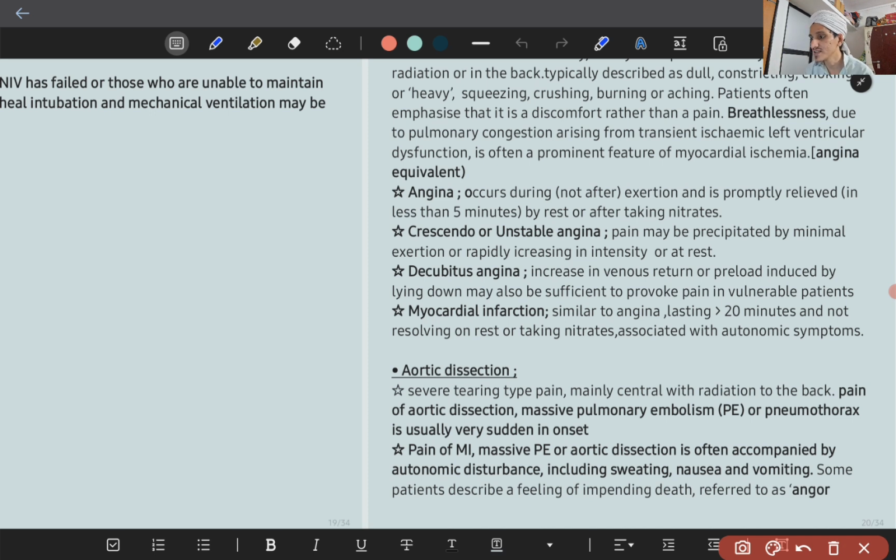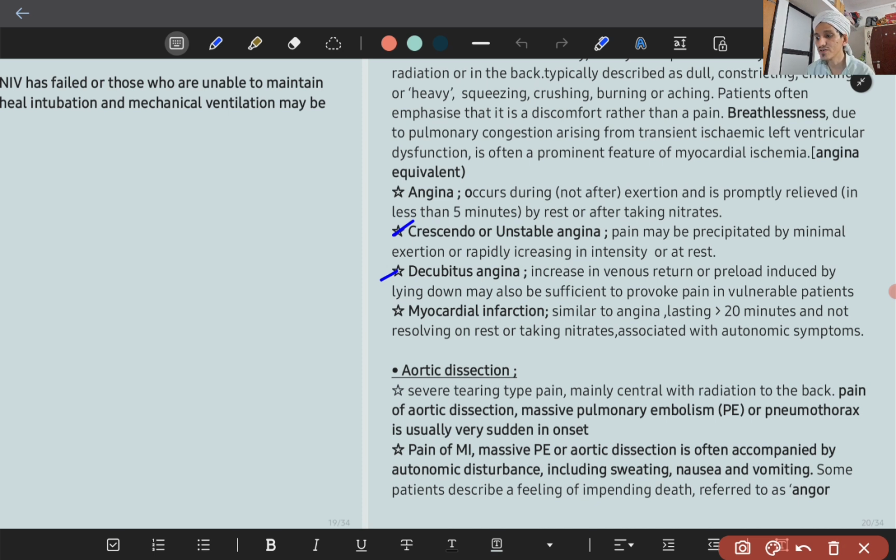Crescendo or unstable angina: pain may be precipitated by minimal exertion or at rest, or rapidly increasing in intensity. Decubitus angina: when the patient lies down, there is increase in venous return, which causes increased preload that is sufficient to provoke pain in vulnerable patients. So when the patient lies down, he will have the chest pain. That is known as decubitus angina.